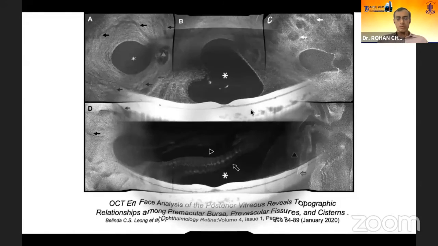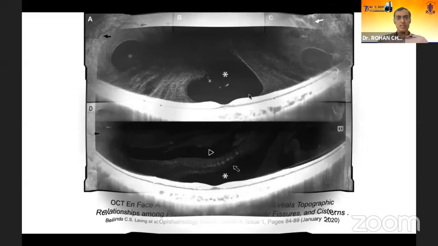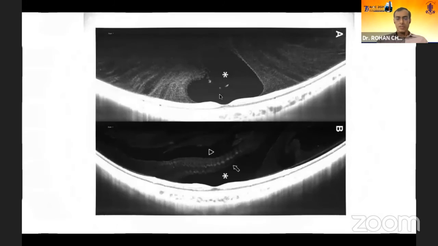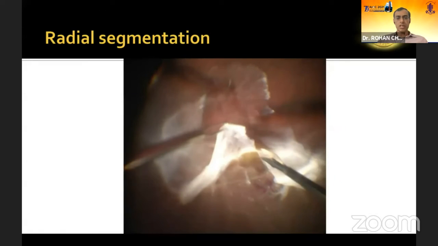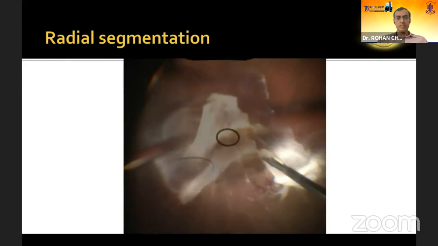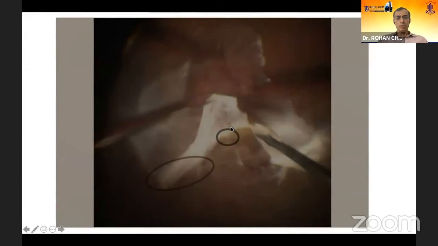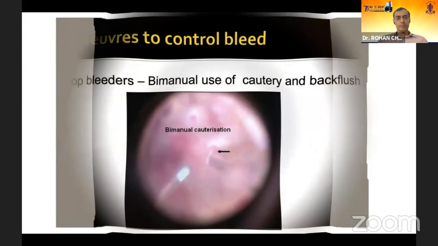This is the same on a B scan. In this central area, the adhesions might not be that tight, and you might be able to get a plane there. This is called radial segmentation, which can be from inside out or outside in. You are going directly towards the central fovea and trying to segment these membranes. The other thing you have to do is identify these tiny pegs which are connecting these membranes, and we can cut these pegs to remove them.